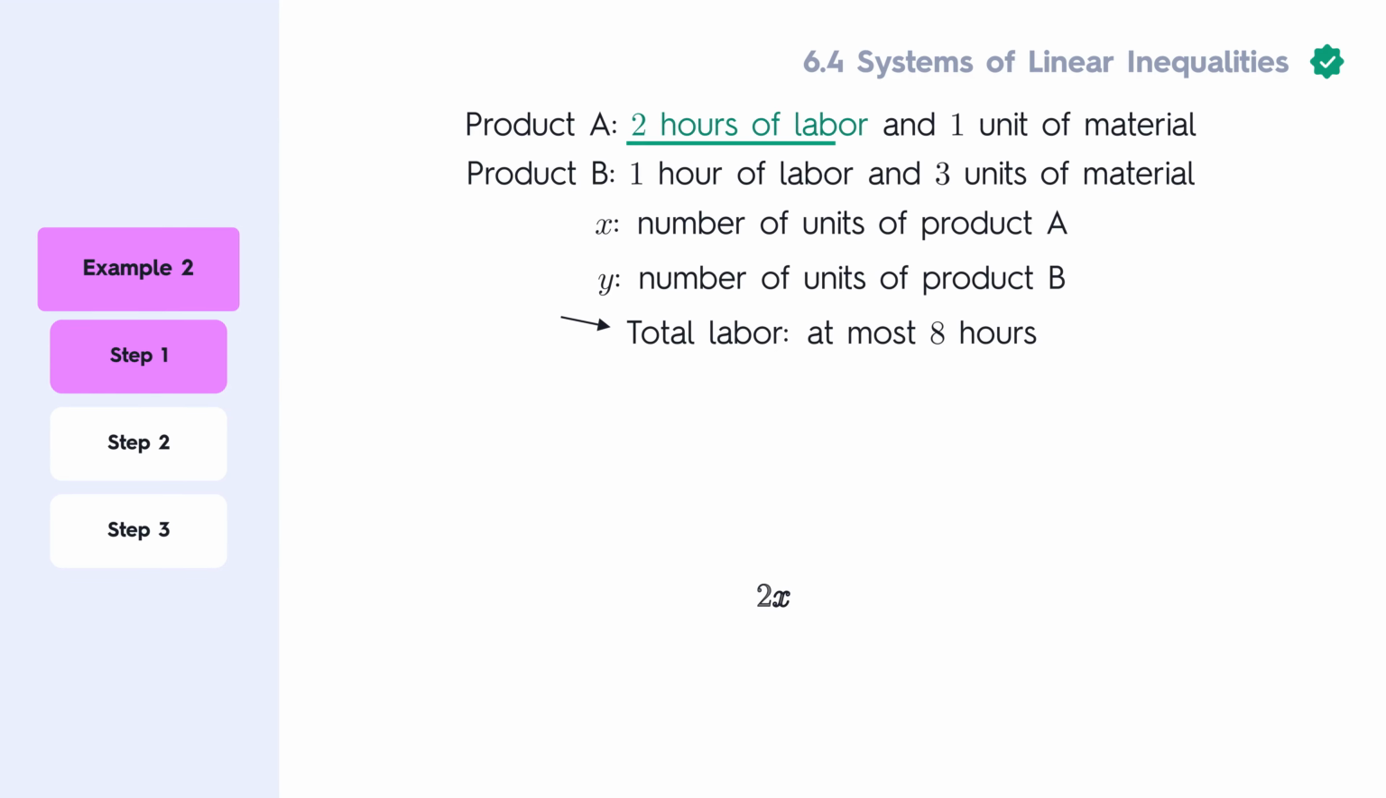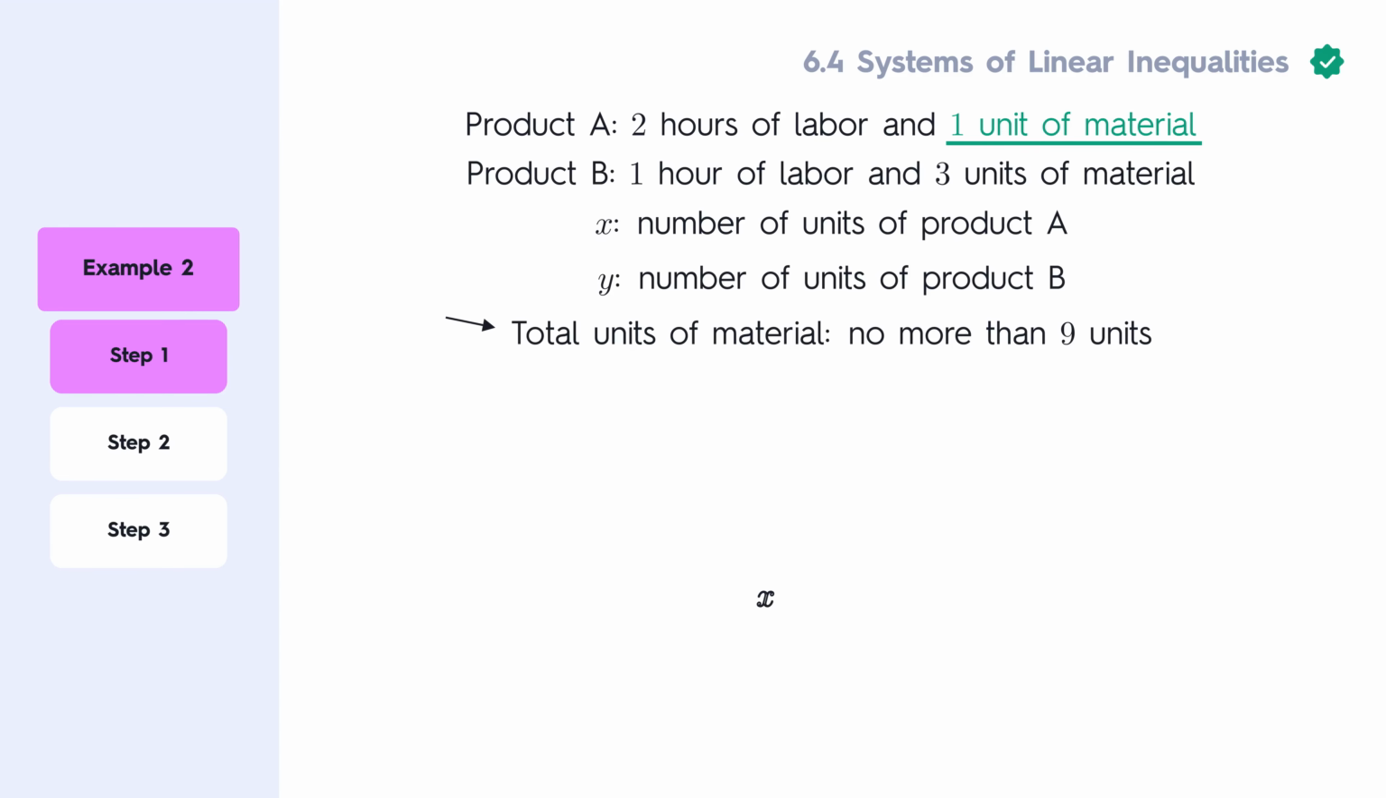Each unit of product A requires 2 hours of labor, and each unit of product B requires 1 hour of labor. Together, we can write the labor constraint as follows. Next is the material constraint. Each unit of product A requires 1 unit of material, and each unit of product B requires 3 units of material. The total material used should not exceed 9 units, so we write it as follows.